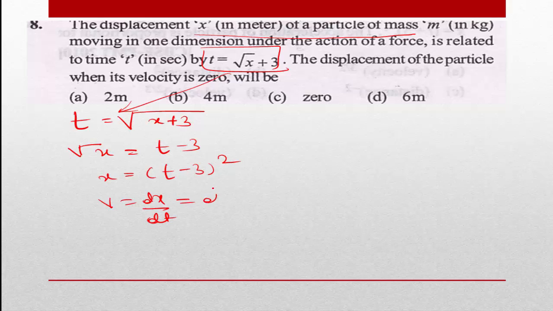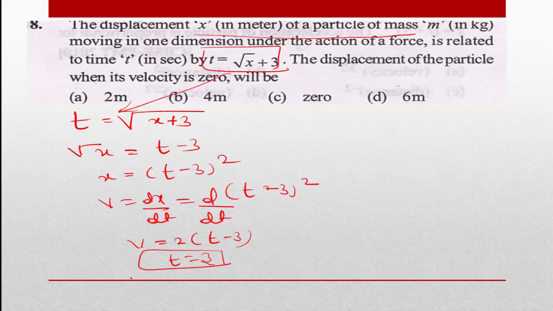v equal to dx divided by dt, d divided by dt of x equal to t minus 3 whole square, and v is equal to 2 into t minus 3. ಇಲ್ಲಿ ವೆಲಾಸಿಟಿ 0 ಆದಾಗ ಏನಾಗುತ್ತೆ, t equal to 3 ಸಿಗುತ್ತೆ.